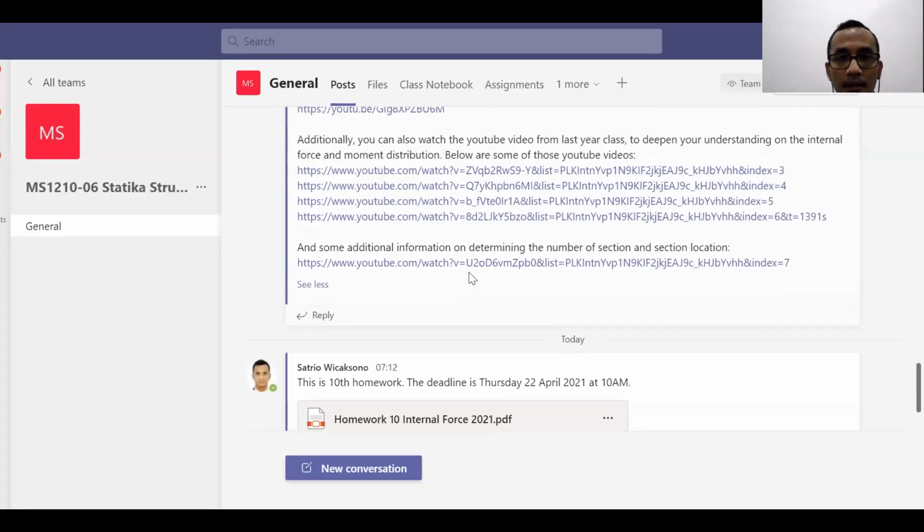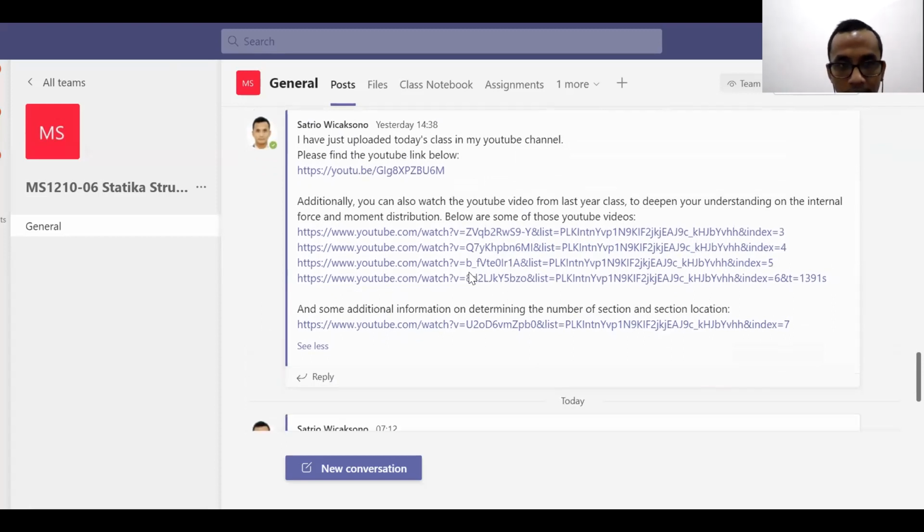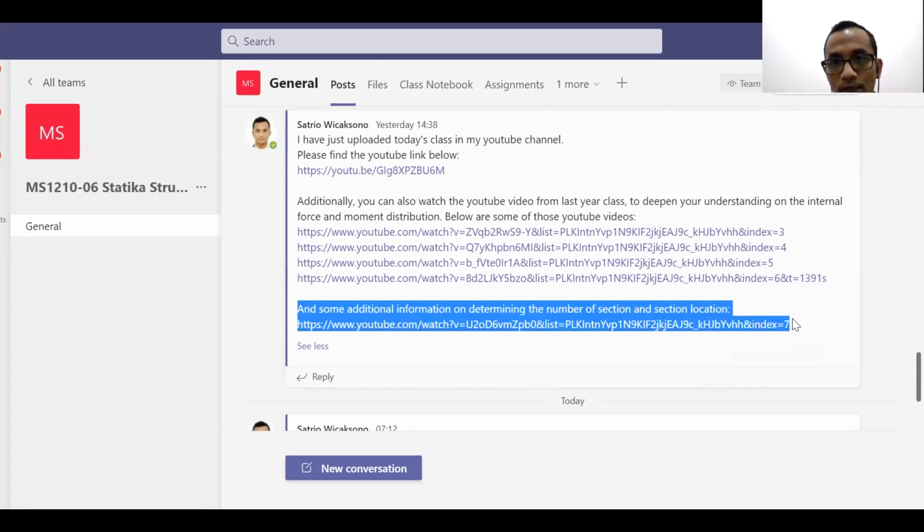for that particular case, I think I already uploaded it in the MS Team. Wait a minute, let me share. Can you see my slide, Matthew? Okay, try to watch this particular video. This is the explanation on how to determine the number of sections and the section location.